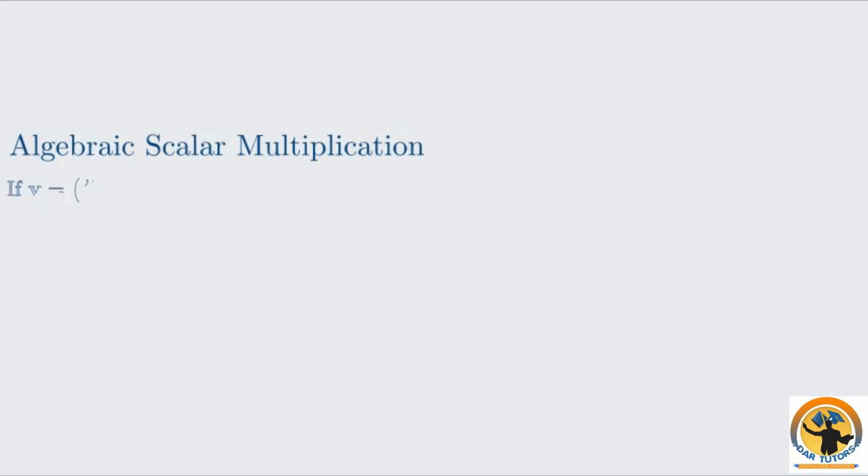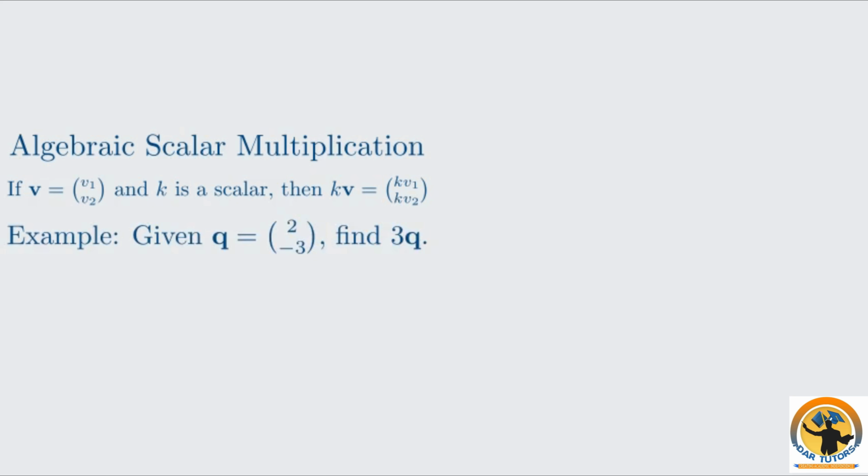Algebraically, scalar multiplication is very simple. To multiply a vector by a scalar k, you multiply each component of the vector by k. Let's look at an example. Given q equals 2, minus 3, find 3q. We multiply both the x component and the y component by 3. So 3 times 2 is 6, and 3 times minus 3 is minus 9. The result is the vector 6, minus 9. This operation allows us to change the magnitude of a vector while keeping its direction, or to reverse its direction.